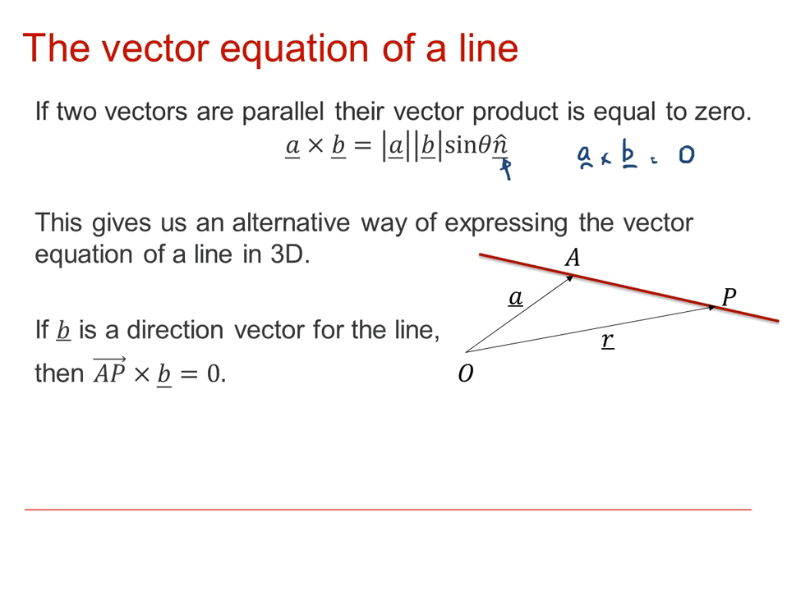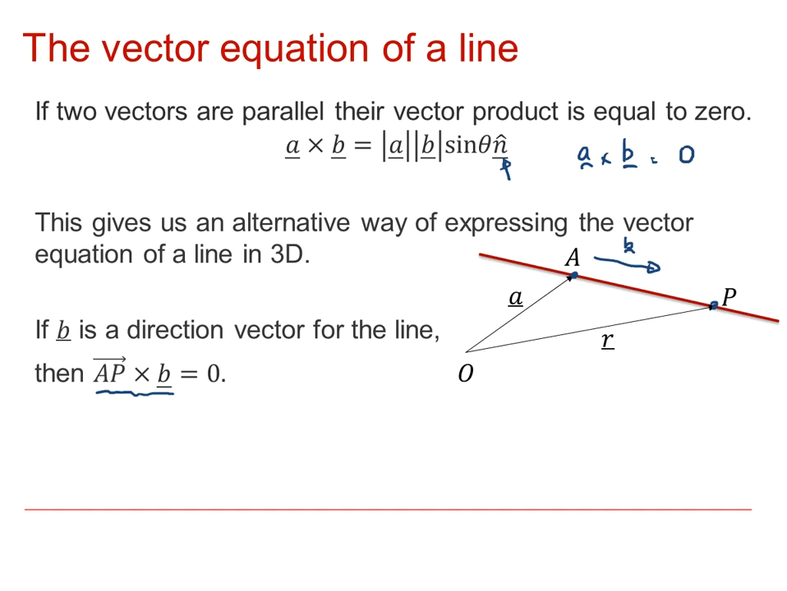So if we then think about the equation of a line, we know that a line can be written as r is equal to a plus lambda b, where b is a vector in the direction of the line. But we can also see that the vector from A to P is in that direction, and therefore the vector AP crossed with the direction vector b must be equal to 0.